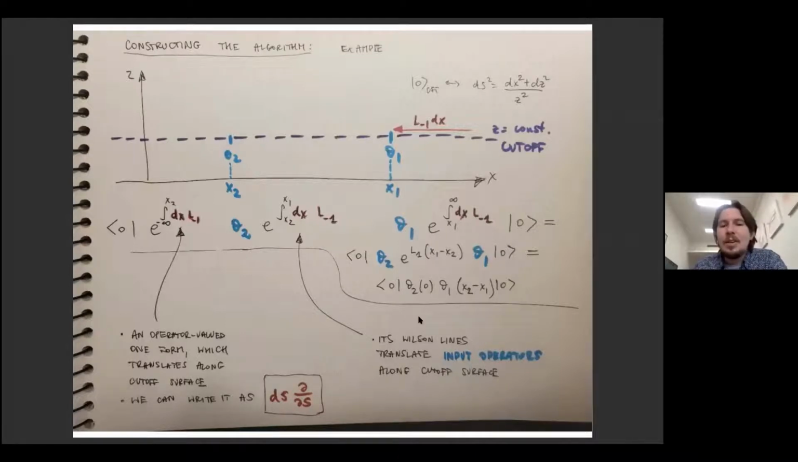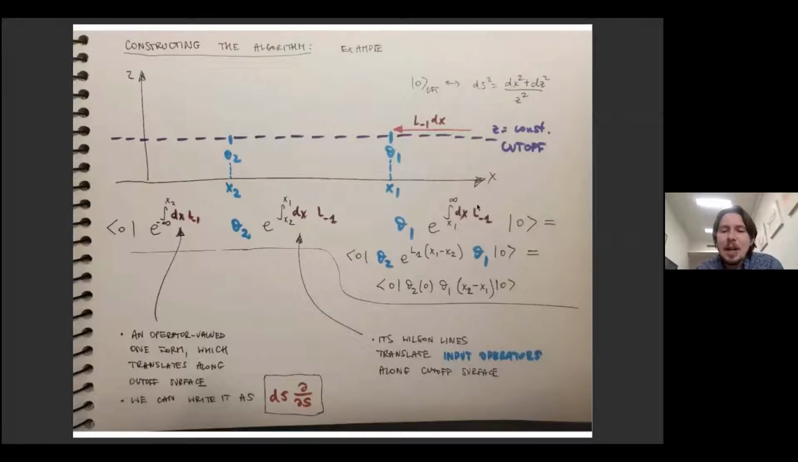Now, in general, I will not know that this kind of operator is L minus 1 dx, but I will know ahead of time as a formal statement that it must be an operator valued 1 form. I must have an operator which performs translations, but it must be a 1 form, because if I take exponentials of integrals of it, such as the path ordered exponential, then I will get some finite transformation. So it must be some differential form valued in operators.